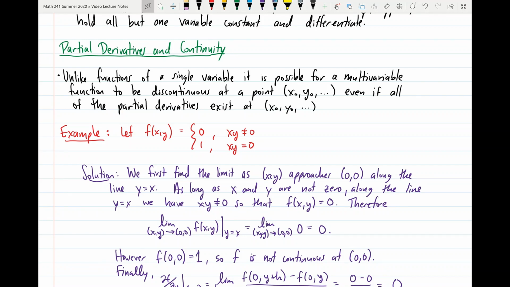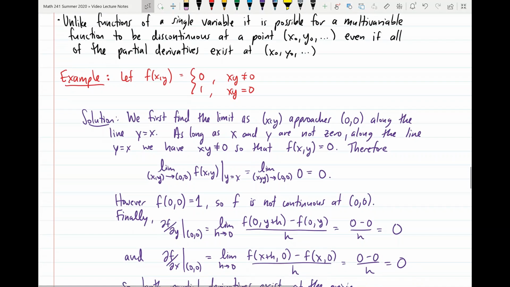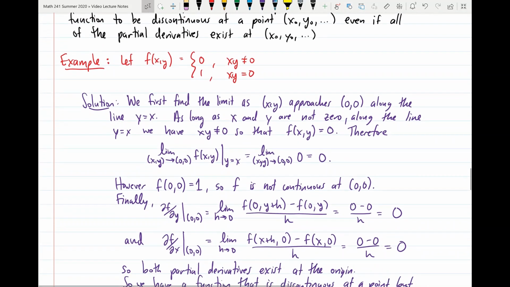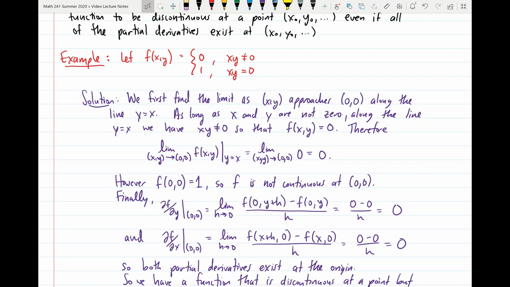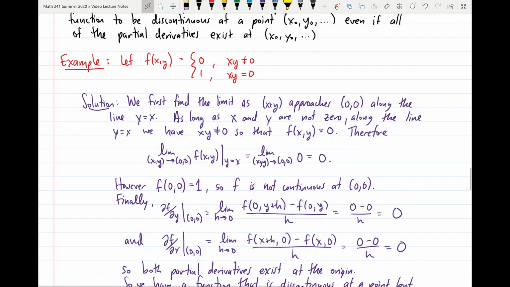We will define the notion of differentiability for multivariable functions below, and once we define that notion, then differentiability will imply continuity at a point. But we want to be clear that the partial derivatives existing at a certain point does not guarantee that the function is continuous at that point. And we have an example here to prove that that's the case. So for the function in this example, both of the partial derivatives will exist at the origin, at the point 0, 0, but we will find that the function is not continuous at the point 0, 0.